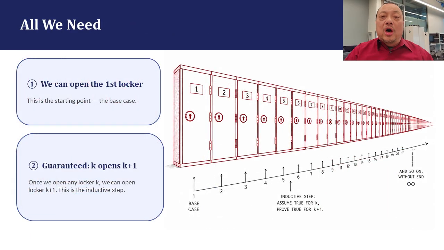That means we can get into all lockers if we have these two things. Number one, that we can open the first locker. And number two, that we're guaranteed that once we open locker K, we can open locker K plus 1. The first step is called the base case. The second is called the inductive step. Notice something important. The inductive step by itself does not open any locker. The base case is what starts the chain. Without access to the first locker, we could know that every locker contains the key to the next and still not be able to get into any of them.